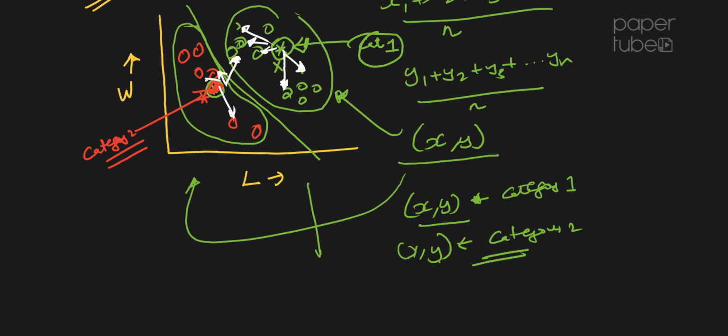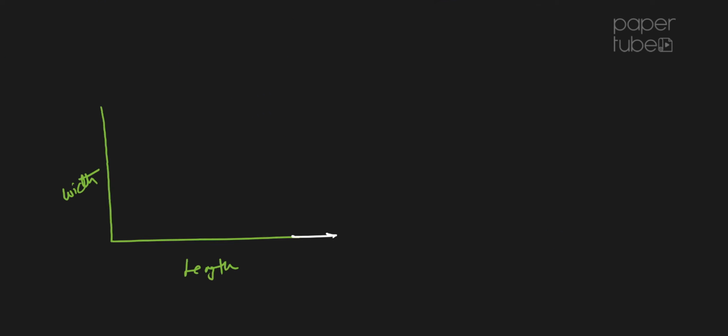And then again you apply the procedure. Based on the distance between the new cluster center and the data points that exist in all the categories, you assign the categories again. So now, since you have a new cluster center here that belongs to category 1, and another cluster center here that belongs to category 2.